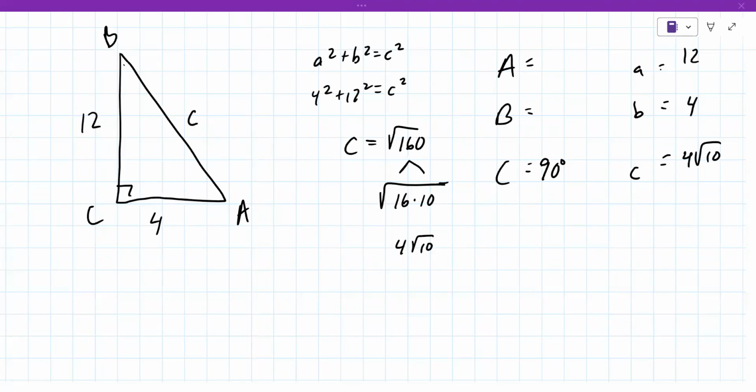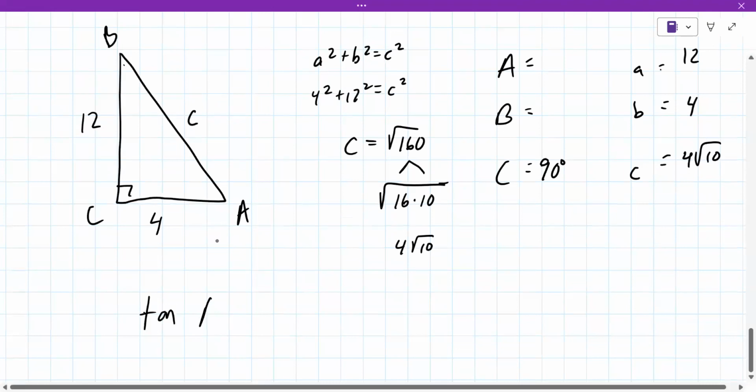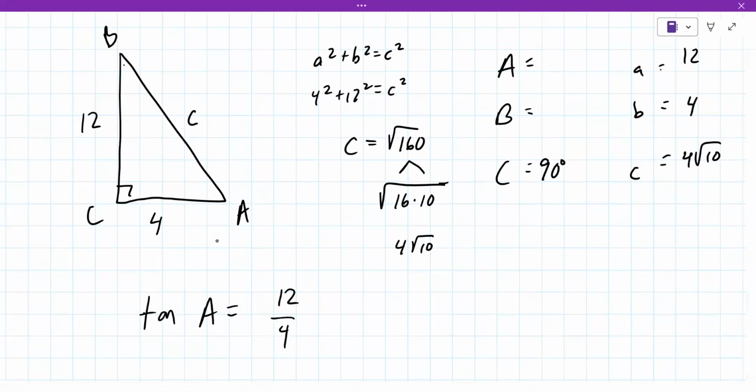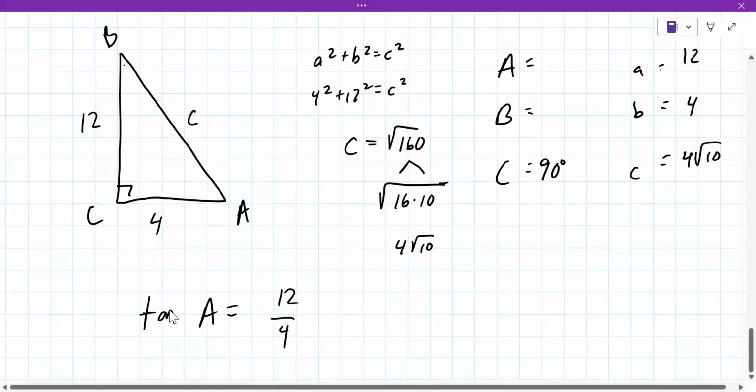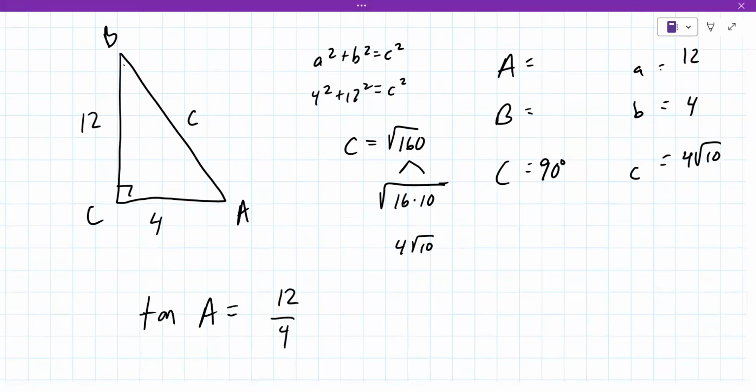Okay, so we left off trying to solve for angle A, and I was asking which one you want to use. I'm just going to go with tangent for the moment. Tangent of A is 12/4, opposite over adjacent. Do you remember how to undo tangent in the calculator? I know it's the arctangent. Exactly.